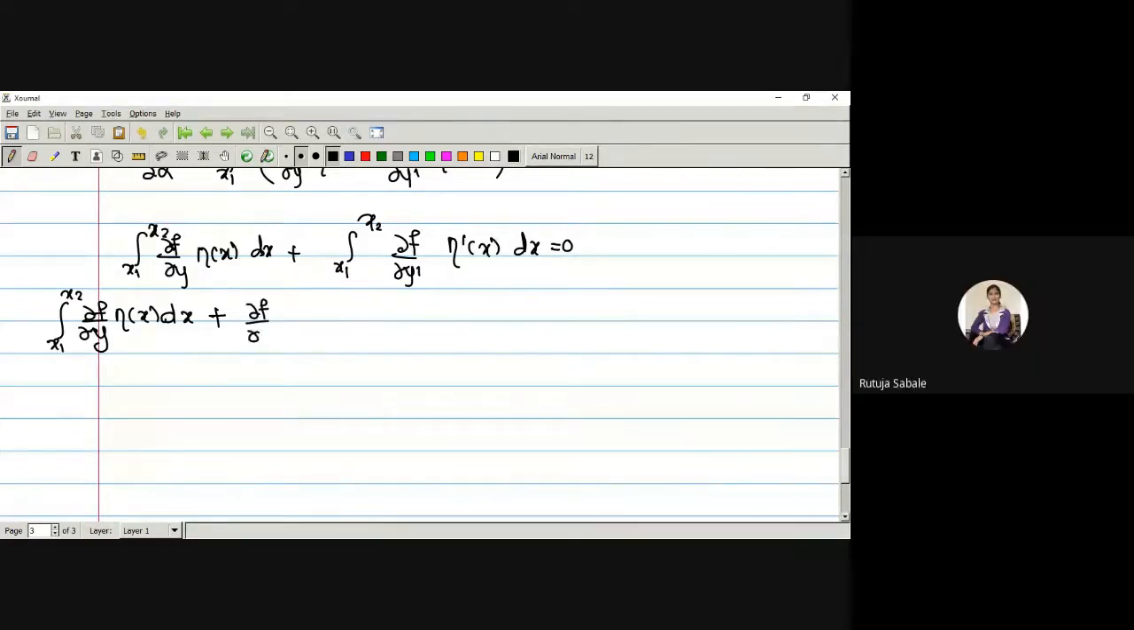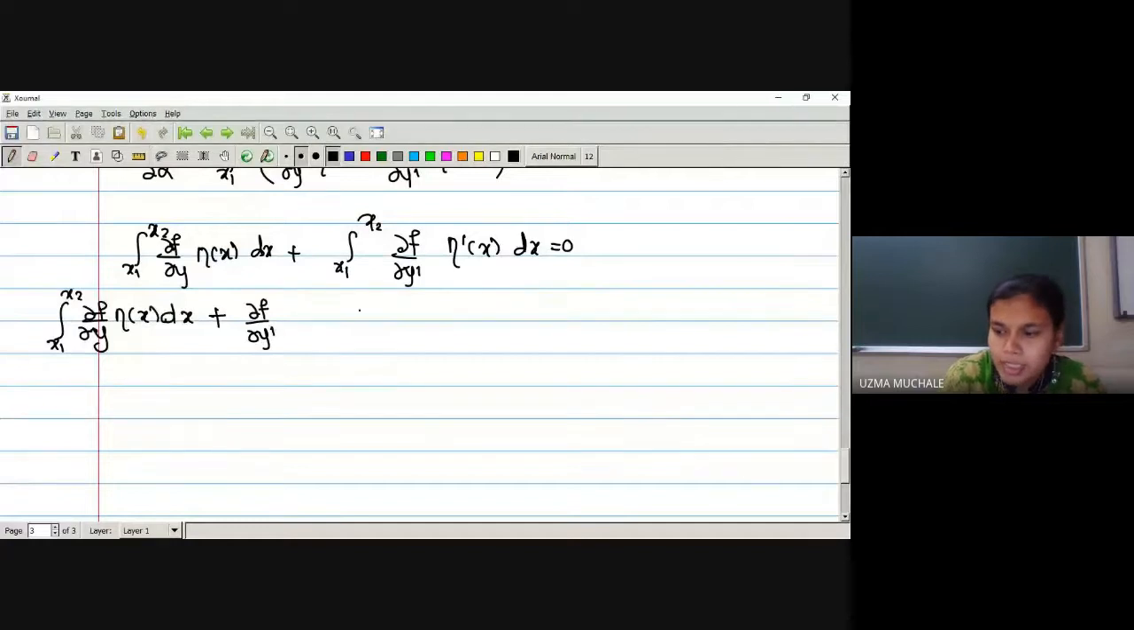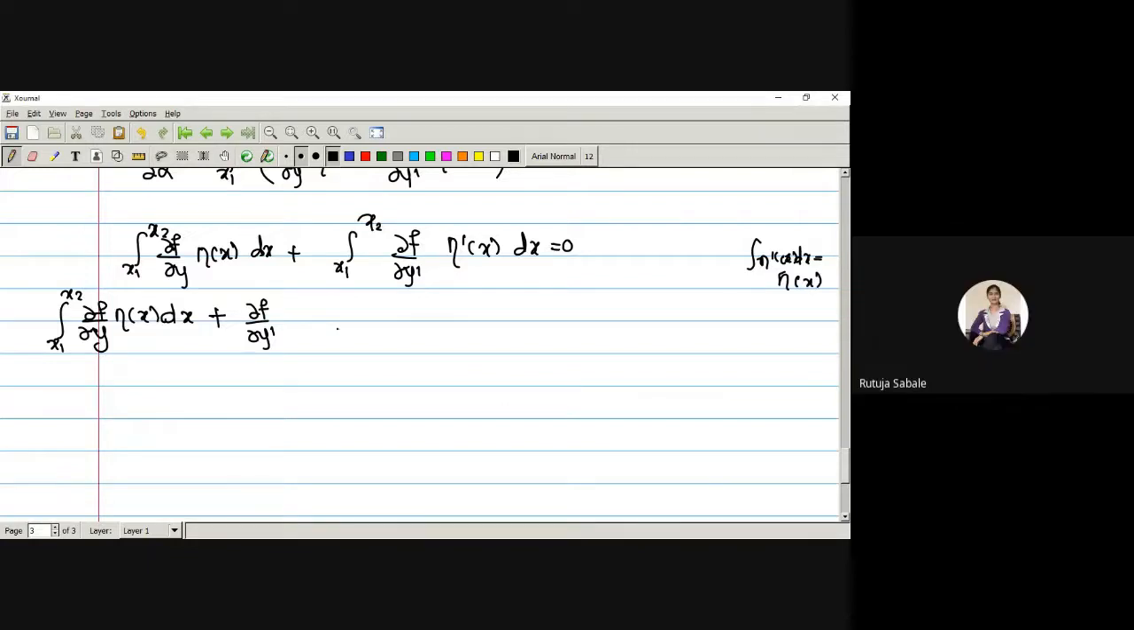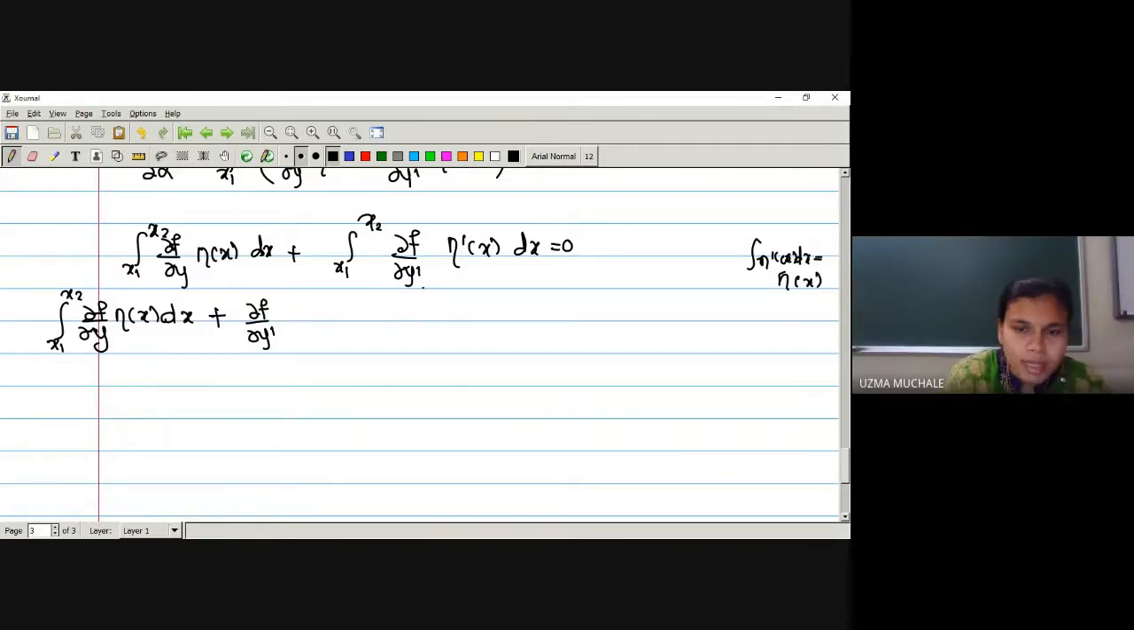Yes, ma'am. ∂f/∂y′ as it is, into the integration of η′(x). What will be the integration of η′(x) with respect to x? It will be simply η(x). Integration and derivative will get cancelled. This will be dη/dx, dx, dx get cancelled.